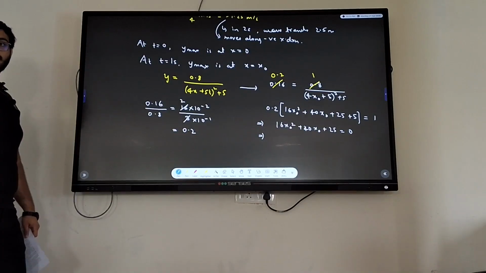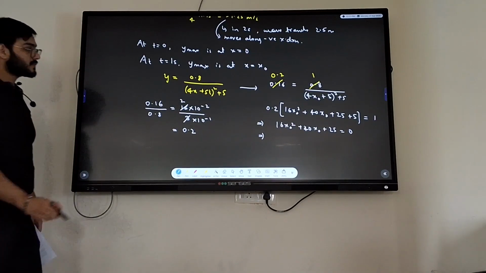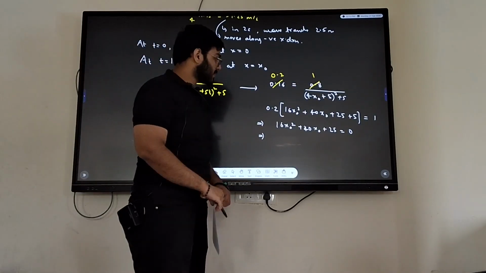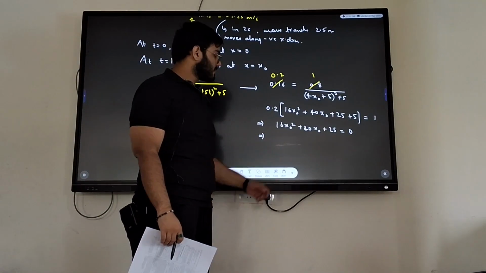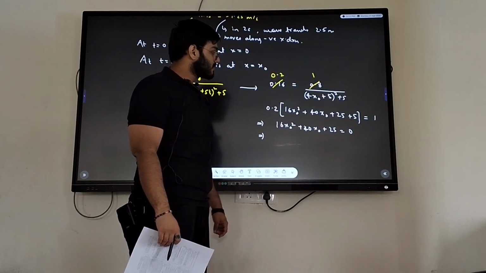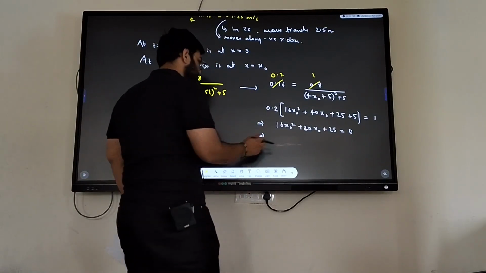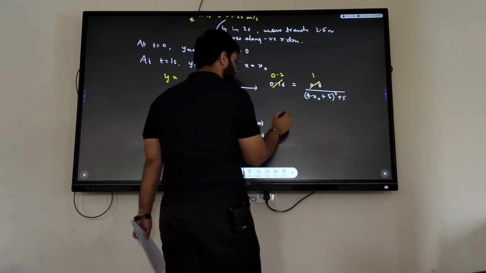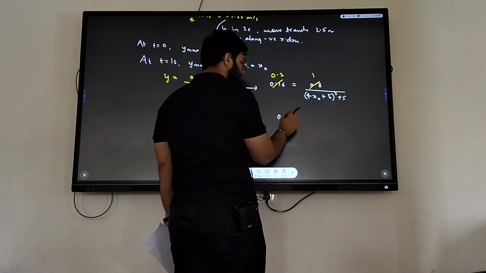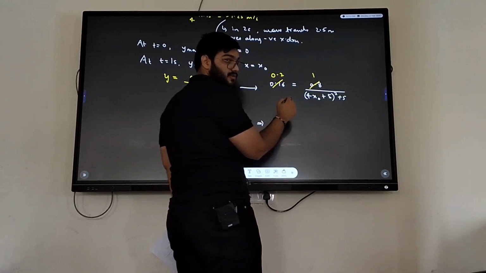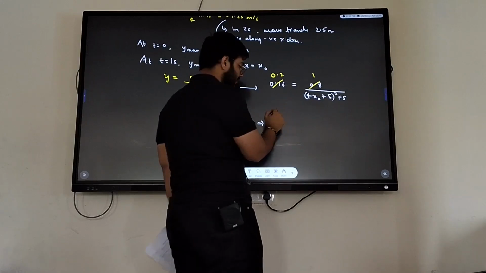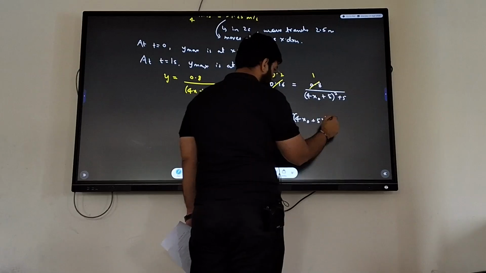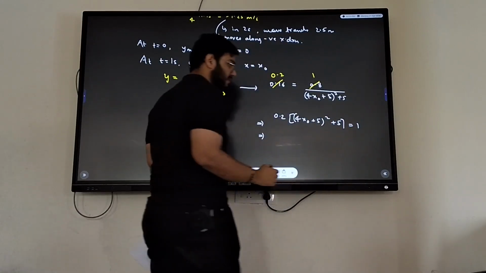So you can write as 0.2 into 4x naught plus 5 that whole square plus 1 equals 1. Okay, 1 and 1 will get cancelled. So 4x naught plus 5 whole square equal to 0. X naught equal to minus 5. Achha, so he gave a simplification. 0.2, 4x naught plus 5 whole square. How do I write 0.2? 2 by 10. 0.2 into 4x naught plus 5 is equal to, then what you are saying?